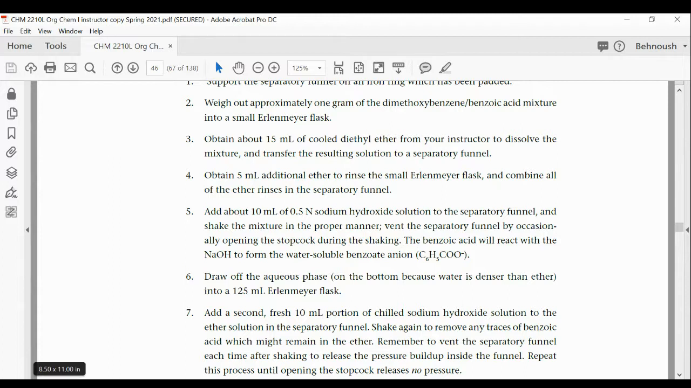Any other explanation? To get rid of trace amounts? What do you mean, to get rid of trace amounts? Because the explanation in step 4 says that you are using this 5 milliliters to rinse the Erlenmeyer flask. It says to rinse it. What does it mean to rinse it?